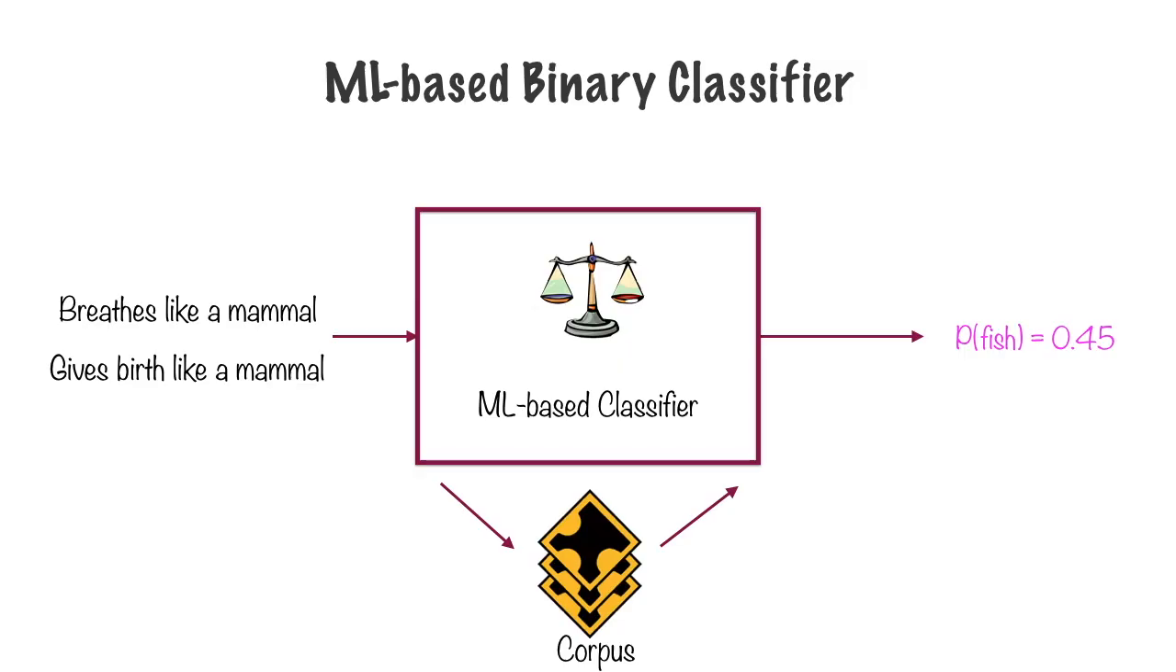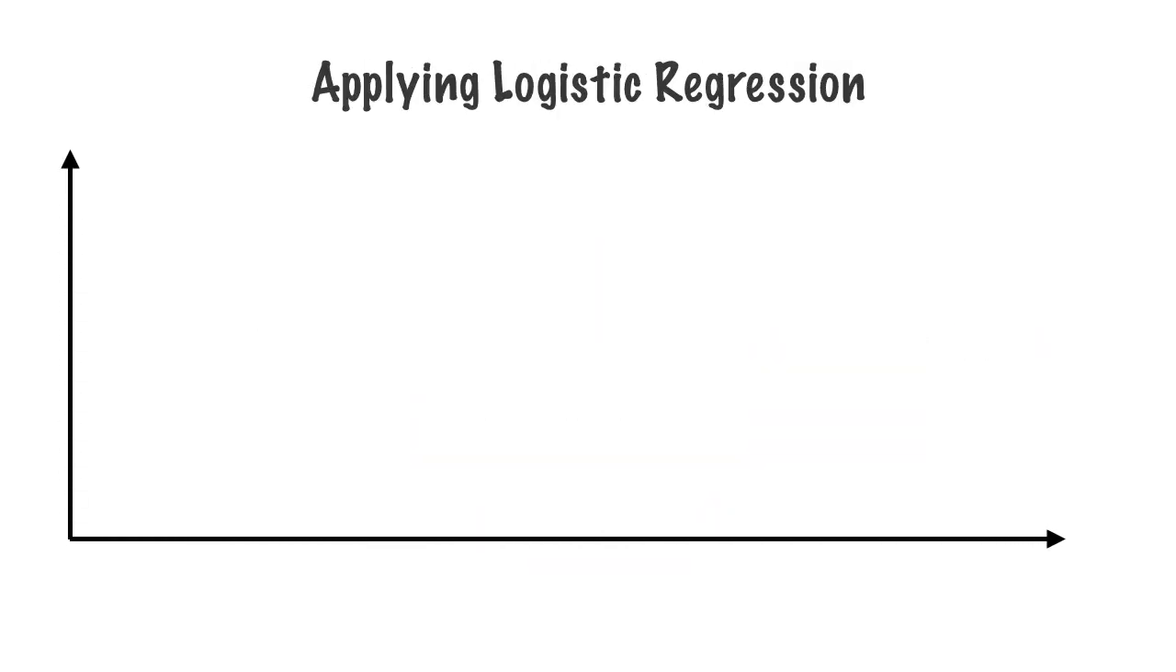As an example, let's assume that the probability score is expressed in terms of the whale being a fish, or any input instance being a fish. In the case of a whale, this probability score turns out to be 0.45. If we're using logistic regression as our machine learning model, let's plot this problem on a graph. On the y-axis, we have the probability of the animal being fish, and on the x-axis, we have the full range of feature inputs that could go into this classification problem.